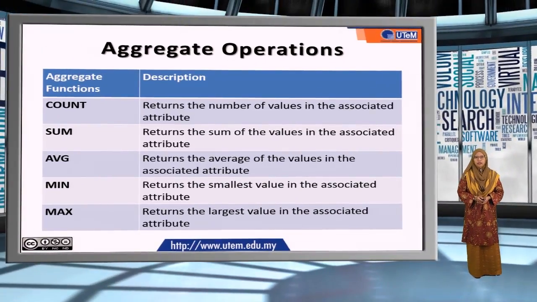Now let's look at all aggregate functions in more detail. The ISO standard defines 5 aggregate functions as shown in the table. The count function returns the number of rows of a given column. The sum function returns the total of the numeric values in a given column. The average function returns the average value of a given column. The min function returns the lowest value in a given column, and the max function returns the highest value in a given column.